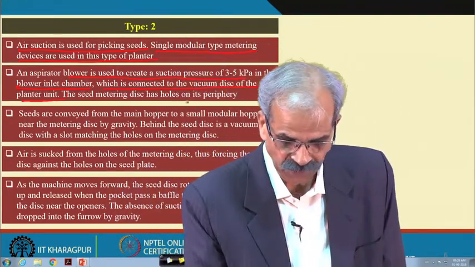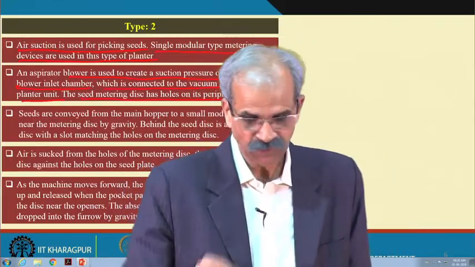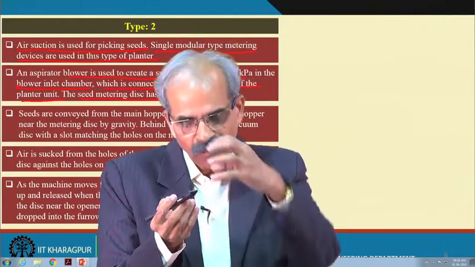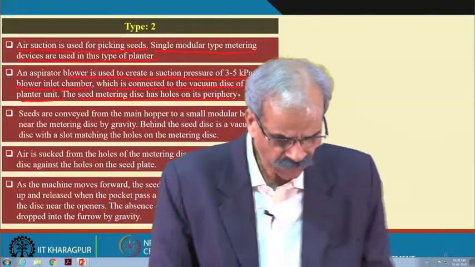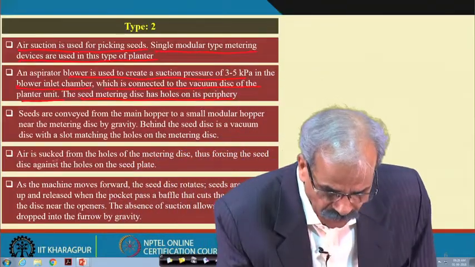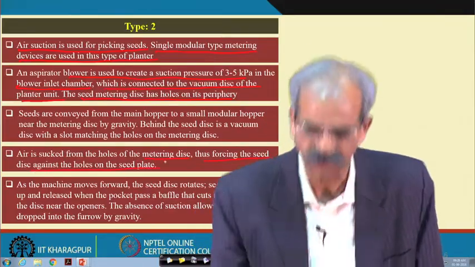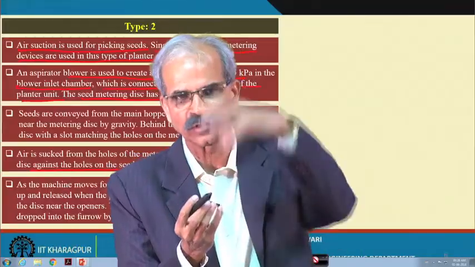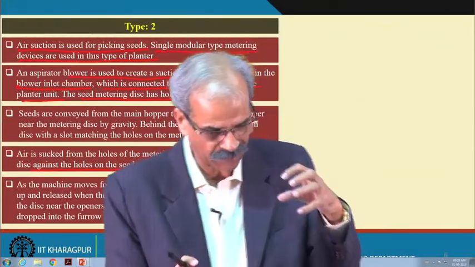The seed metering disc has holes on its periphery. It is important that the seed metering disc has holes on its periphery and the suction is created. So, the seeds will all be held on the periphery of the seed plate. Air is sucked from the holes of the metering disc, thus forcing the seed against the holes. As I said, there are periphery holes where suction is being created, so the seeds will just be carried on the periphery.